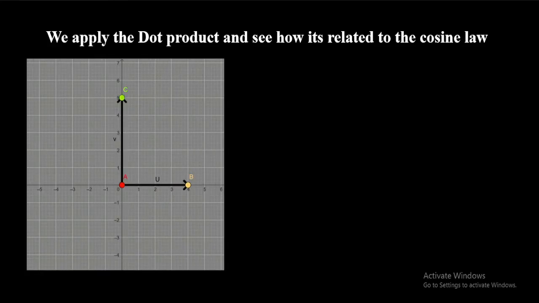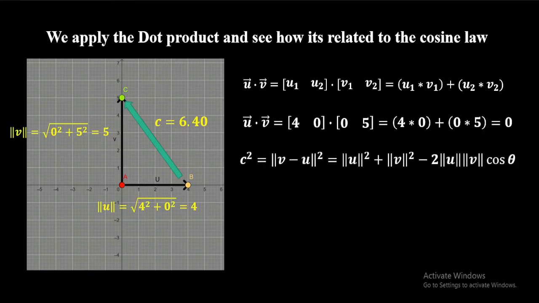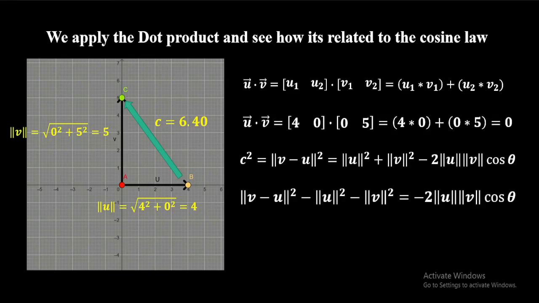Consider the vectors u and v as shown in the figure. We compute the magnitude of u and v. We get the formula for the dot product of two vectors from the matrix version. We plug in the values. We try to apply the cosine law to the right triangle. Using the matrix and the vectors, we rewrite the cosine law as, which can be simplified using the dot product.